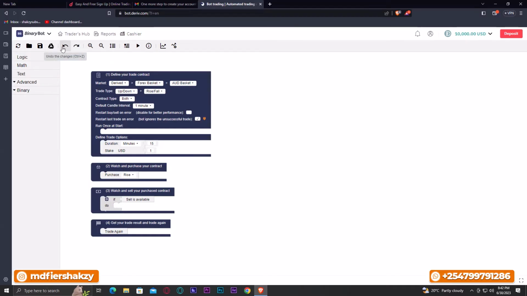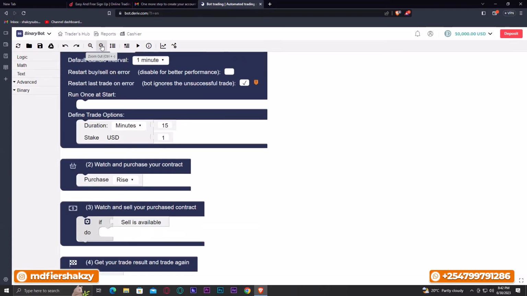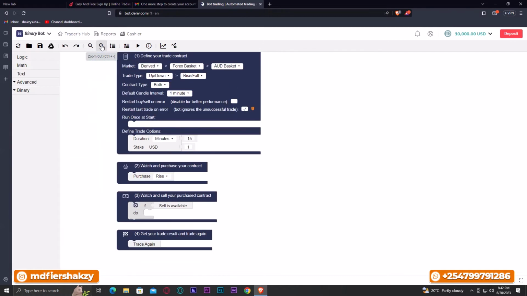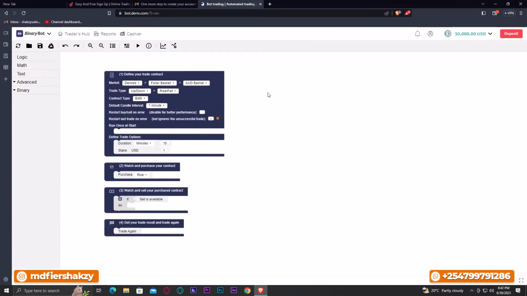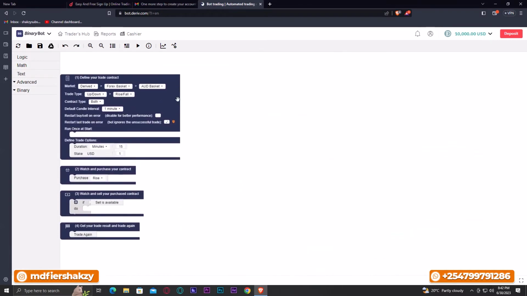Undo the changes, redo the changes. In the process of making your bot, you get to undo anything that might have been a mistake, or just redo the changes. Then I've told you the plus icon is for magnifying, you can see, and then the minus is for the opposite. You can drag this thing any way you want.